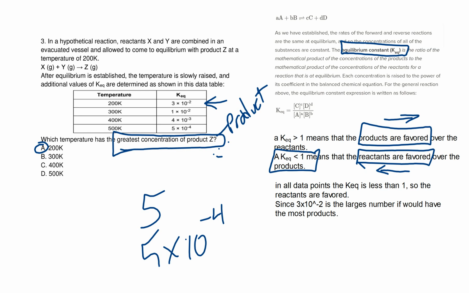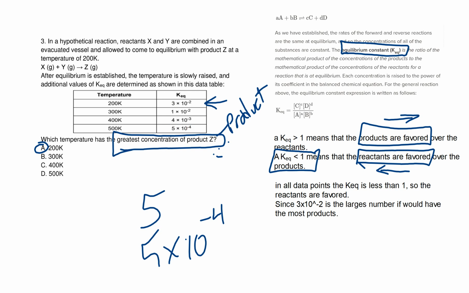Now this question is telling us that they're at equilibrium at 200 Kelvin, and after equilibrium is established, the temperature is slowly raised. And additional equilibrium constants are determined in the data table. Now if you look, all of these have negative exponents. They're all single digit here, right? And they're all negative here. So that means this is really 0.03. This is really 0.01. This is really 0.004. And this is really 0.0005. All right, so that's a really small number.